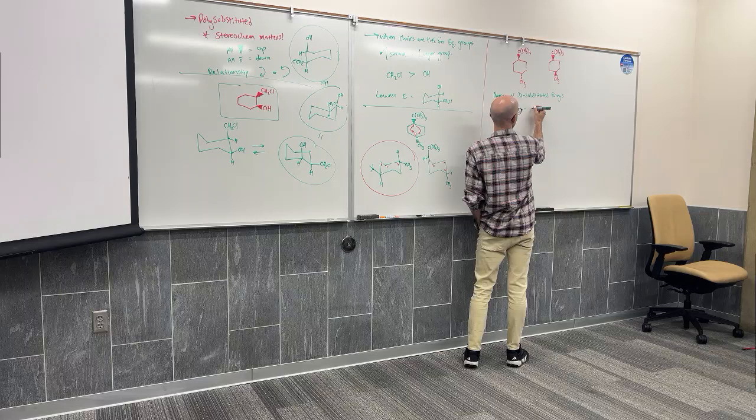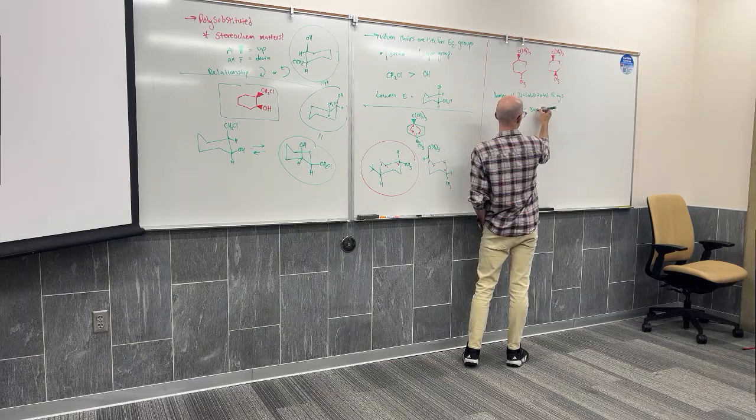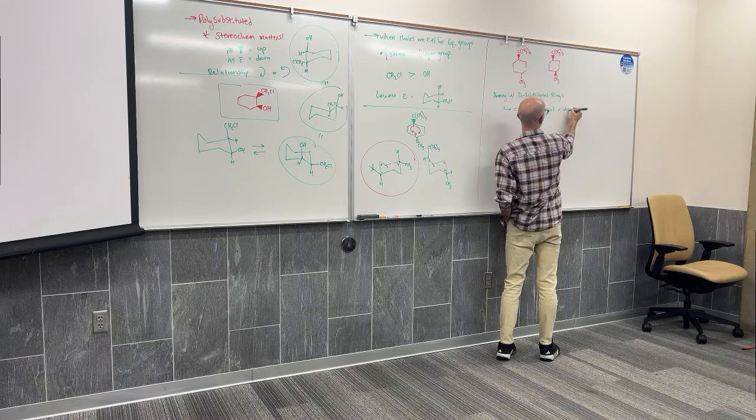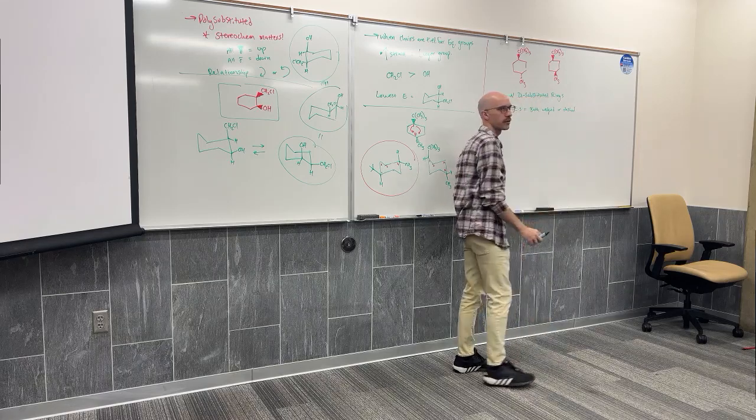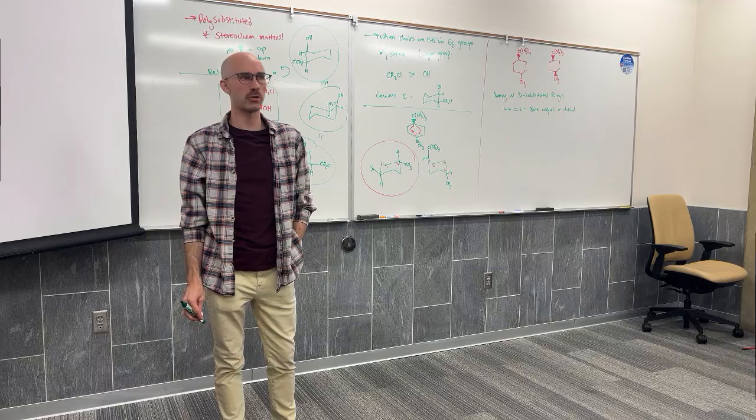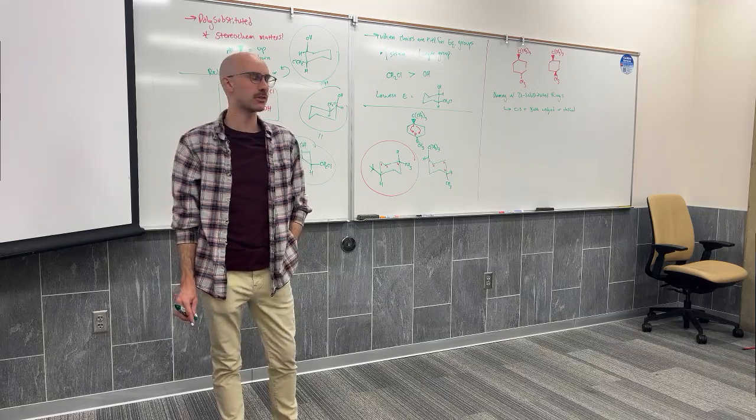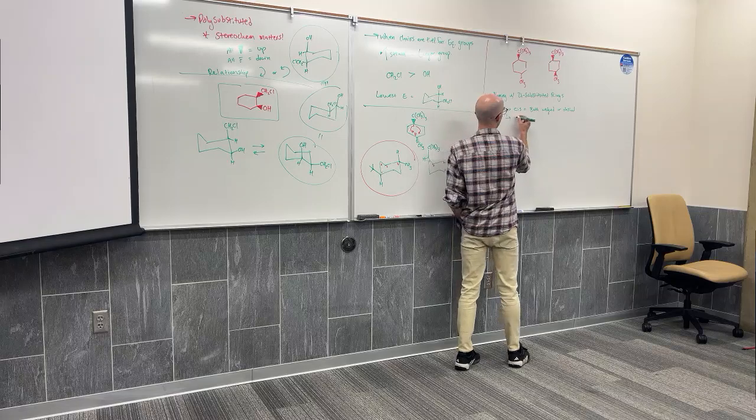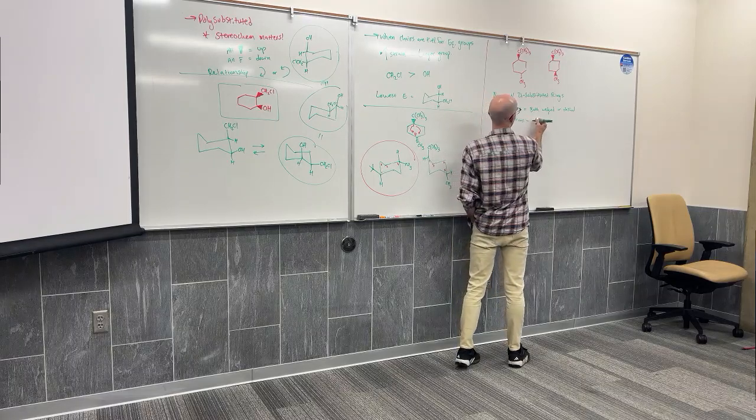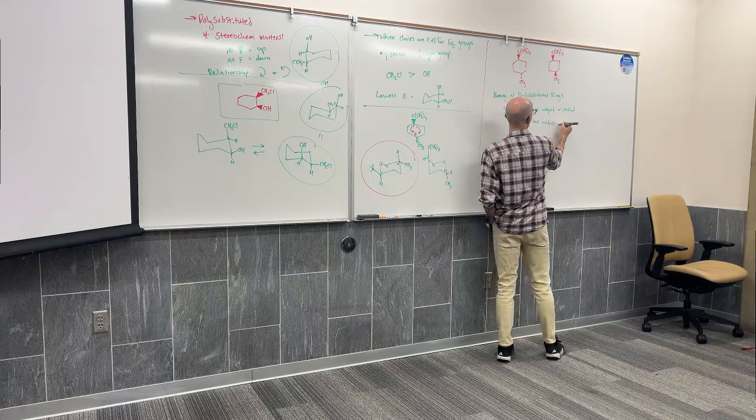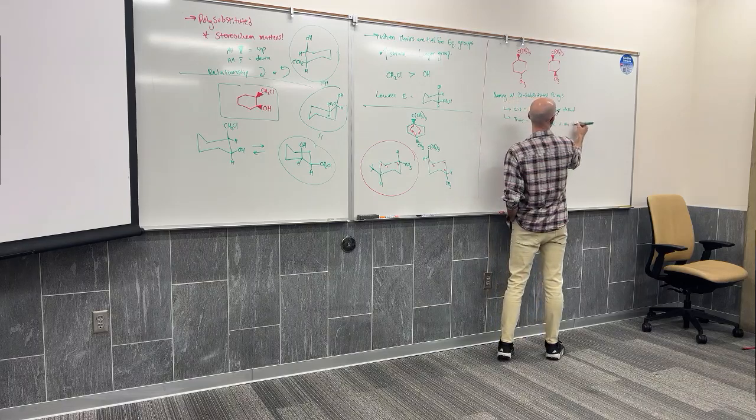We'll use cis to say that the two groups are both wedged or both dashed. Doesn't matter which one, they can't be distinguished. And we'll say trans to say one group is wedged, one group is dashed.